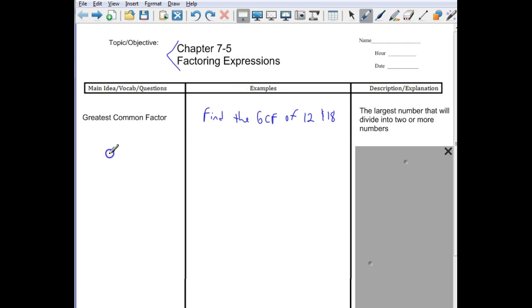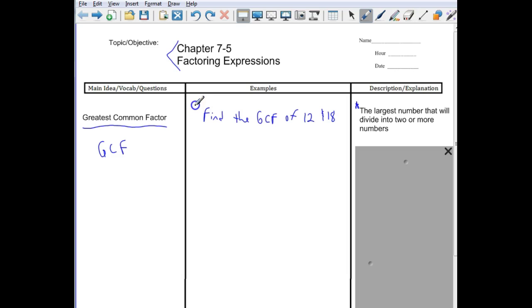And the first thing that you need to understand in factoring an expression is what a greatest common factor is. Vocabulary word goes on this column over here. We often call the greatest common factor the GCF. Over here, the definition of the greatest common factor is the largest number that will divide into two or more numbers.